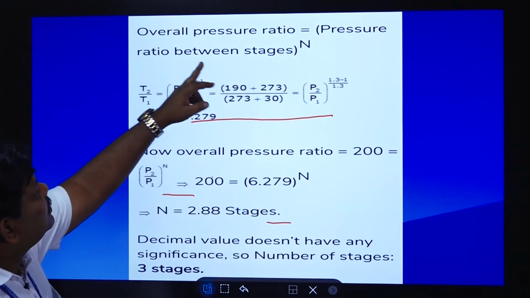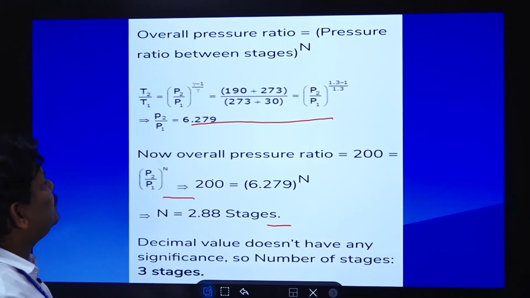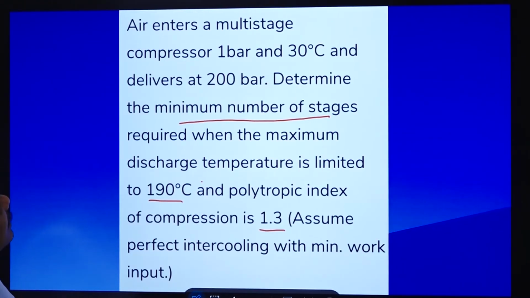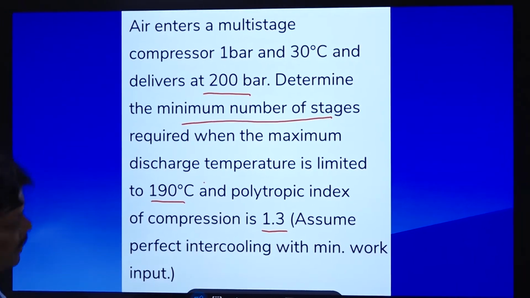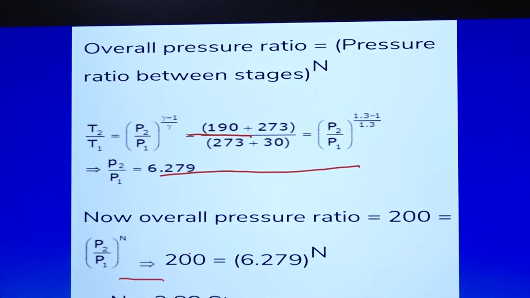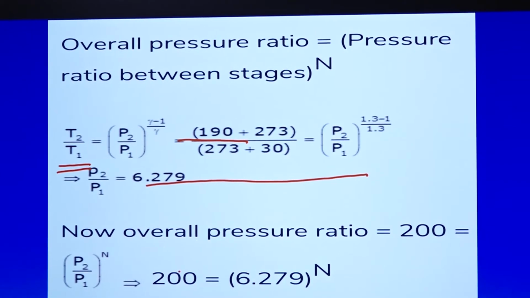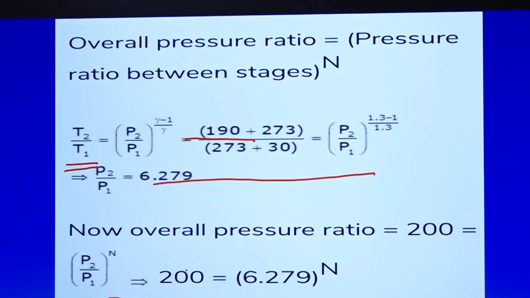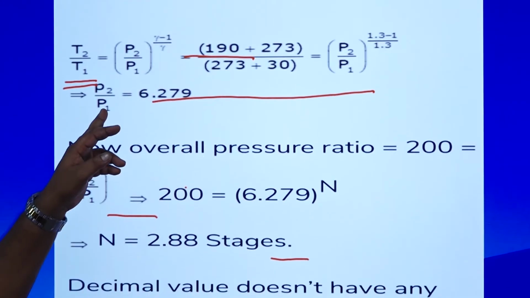So the overall pressure ratio is equal to the product of the pressure ratios between the stages. What is the overall pressure ratio that is given? You can see here the overall pressure ratio is P2 by P1, that is 200 by 1, which is 200, and you have to find the pressure ratio between these stages. So what is the pressure ratio? We know the PVT relation, that is T2 by T1 is equal to (P2 by P1) whole power (gamma minus 1) by gamma. So you know the value for this, and you can find the pressure ratios.